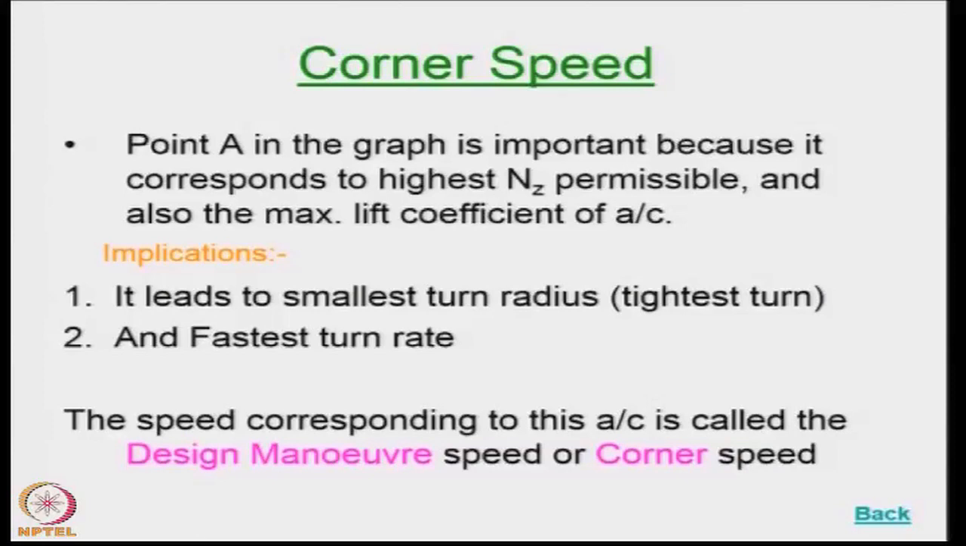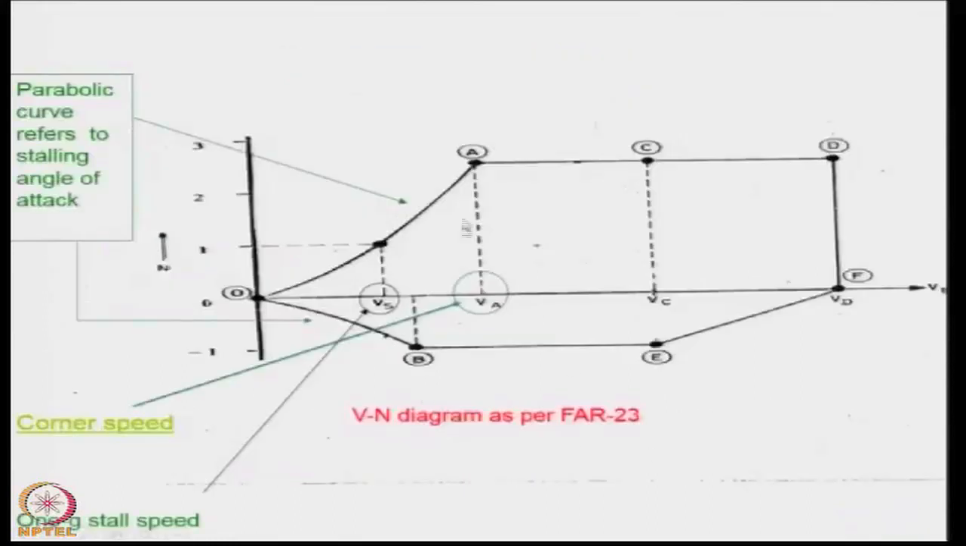The one which has a lower value of corner velocity is better because it is able to maneuver or pull the same amount of g at a lower speed, and hence it is more maneuverable. So, the speed corresponding to this point is called the design maneuver speed or the corner speed. That is this value Va.